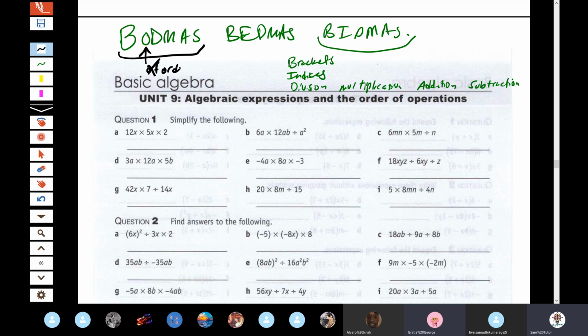Orders? Yeah. So what does that mean? Like, how do we apply that? Brackets, orders. Yeah, I don't know either. So I don't know why they use O. It's meant to be I. So BIDMAS is saying indices. So you'll do brackets and indices first, then you'll do division and multiplication, then addition and subtraction.